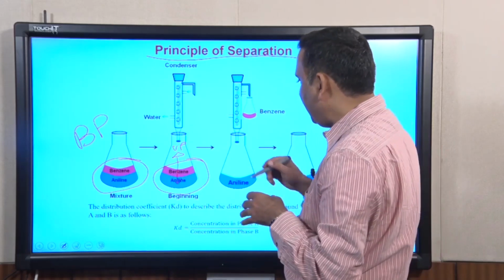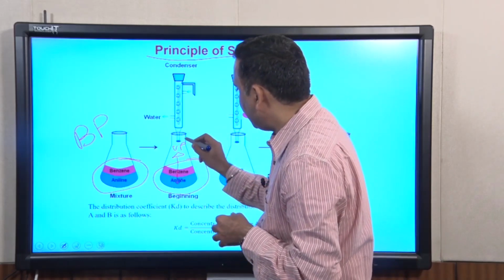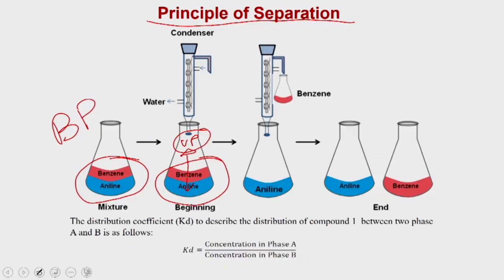As a result, the benzene will prefer to be in the vapor phase and it will come into the condenser, and within the condenser it is going to be condensed and you can collect the benzene into a separate flask, whereas the aniline is mostly going to remain in the liquid phase as long as you keep the temperature up to the boiling point of benzene. At that point, more and more benzene is going to be collected into the other flask.